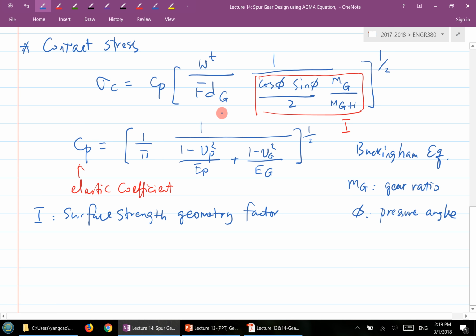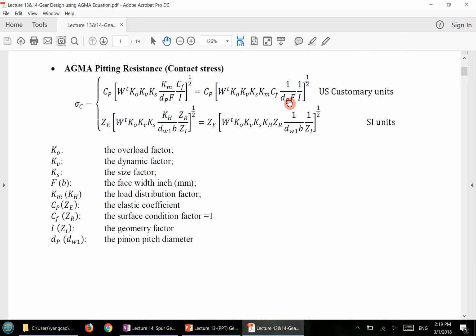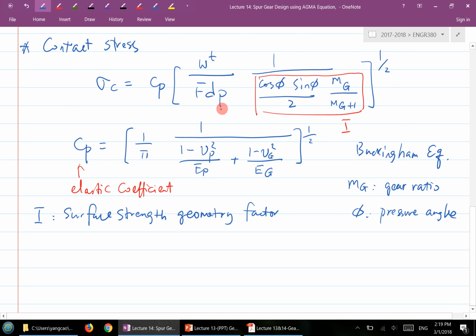This is not a dg here. This should be the dp. Okay, so dp here is the pinion pitch diameter, the pitch circle diameter.